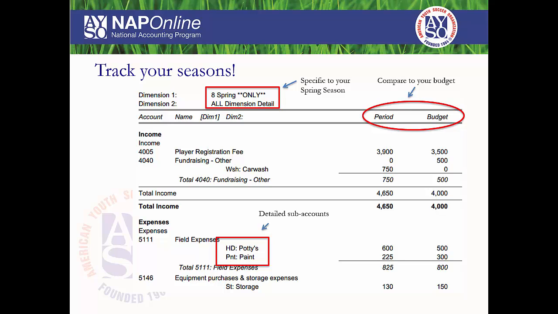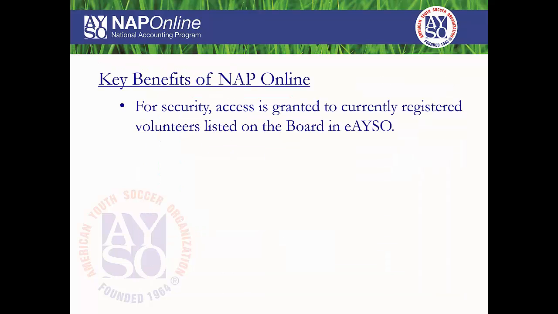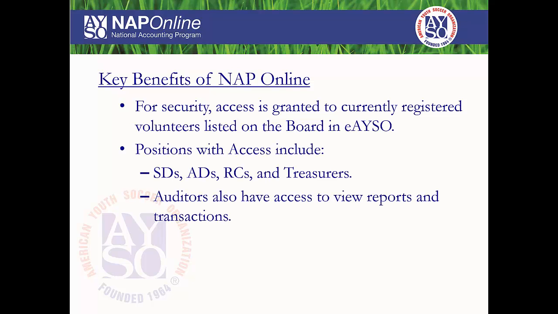I will show how easy it is to run reports in a few minutes when I log into the Knapp Online system. For security, access is granted to currently registered volunteers listed on the board in EAYSO. Positions with access include SDs, ADs, RCs, and treasurers. Auditors listed on the board have access to view reports and transactions. This makes transitioning to a new treasurer much easier because once the new treasurer is assigned the board position of treasurer in EAYSO, they will have access to Knapp Online.